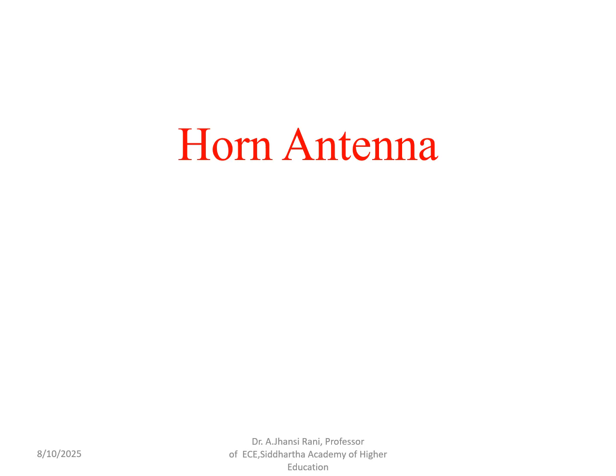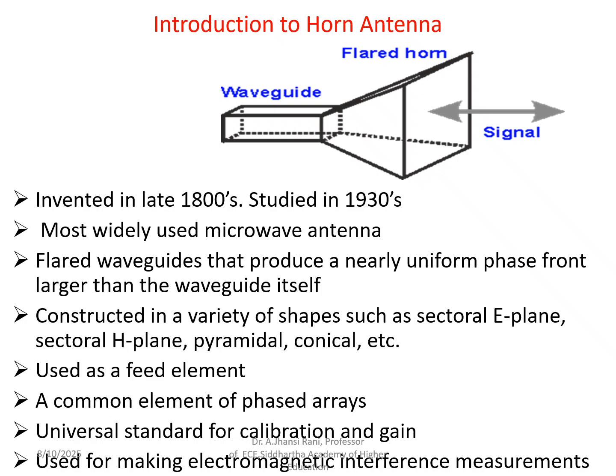Next we will see the basic horn antennas. What are the different types of horn antennas? This is the basic horn antenna. It is a waveguide that is flared out at the end. If the waveguide is flared in both directions, it is a pyramidal horn antenna. If it is flared only in the E plane, it is called the E plane horn antenna. If it is flared in the H plane, it is called the H plane horn antenna.